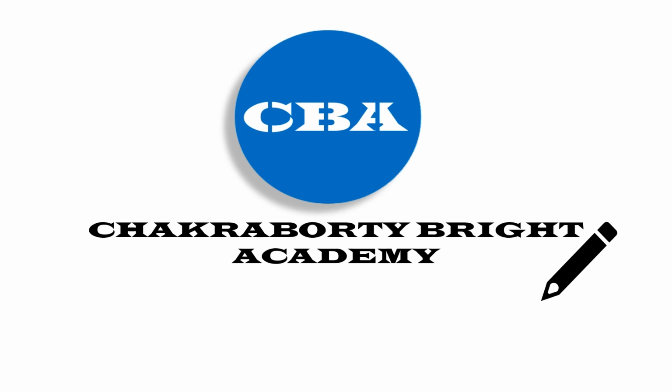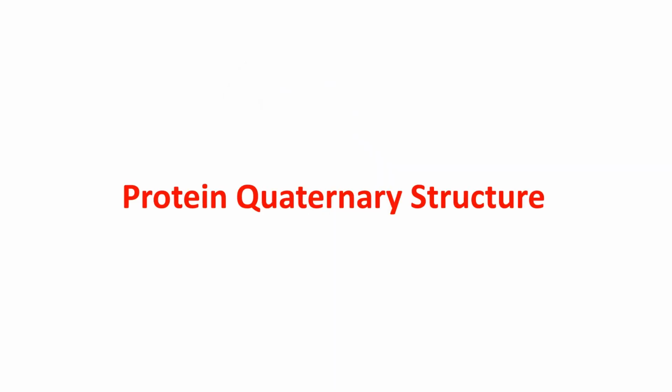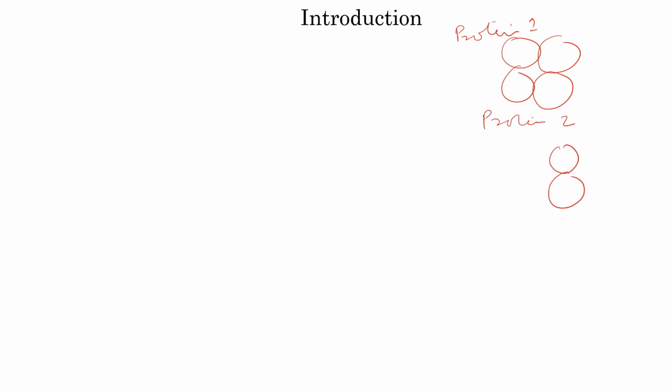Hello friends, today we are going to study protein quaternary structure. First of all, proteins are made up of subunits. There are many proteins that are made up of subunits. Say for example, this is protein 1, which has 4 subunits, and protein 2 maybe has 2 subunits. These subunits we can also call polypeptide subunits, because each subunit is a single polypeptide.